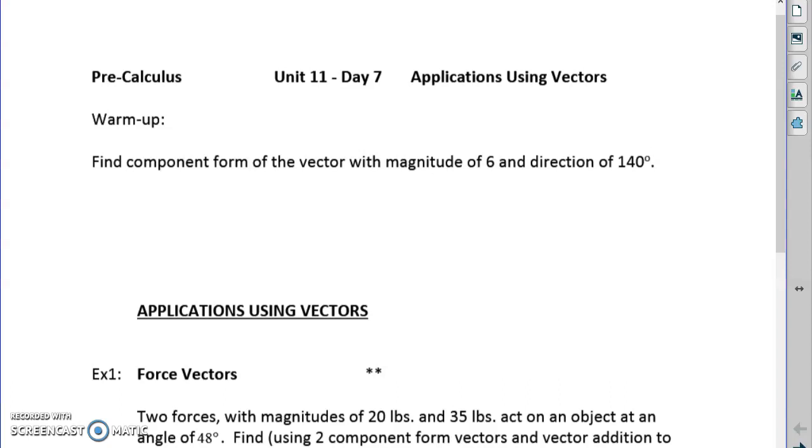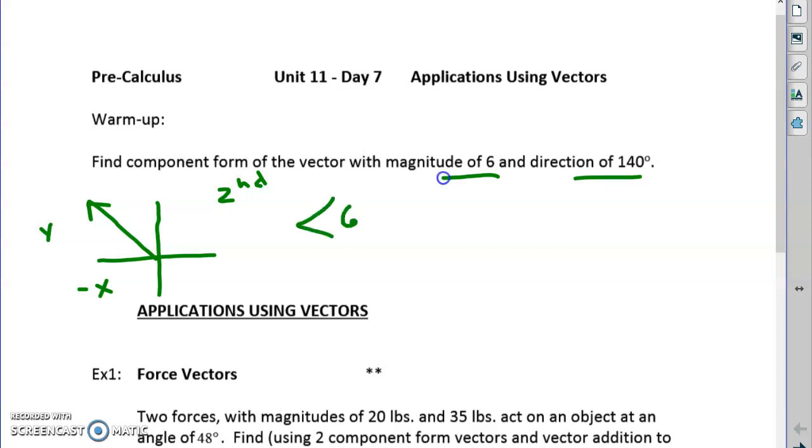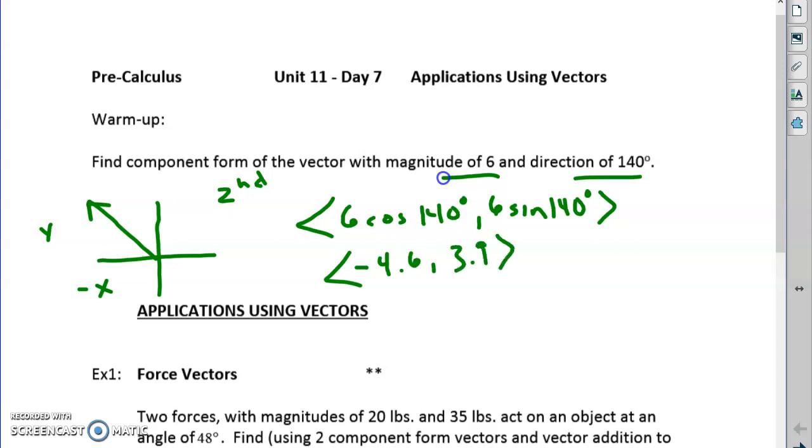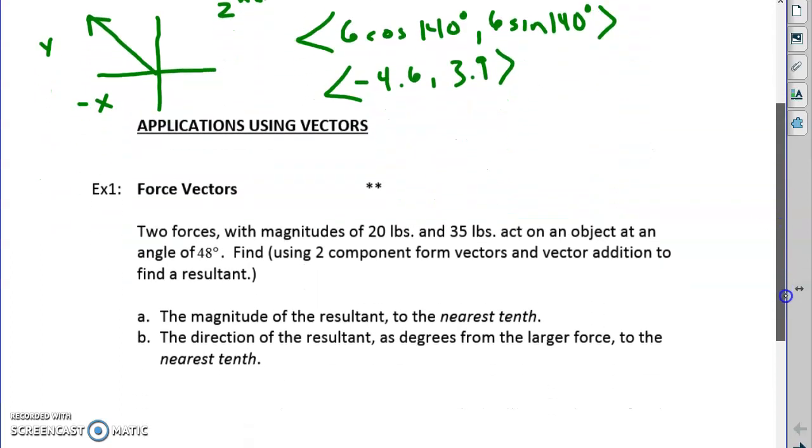It says we have a component form vector we need to create out of a magnitude of 6 and a direction of 140. If I was going to sketch that, just to have a little context, 6 long, 140, I'd be a second quadrant vector. Therefore, I'd expect a negative x and a positive y for my components. What did we use to find component form? We said magnitude cosine of angle, comma, magnitude sine of angle. 6 cosine of 140 gets negative 4.6. 6 sine of 140 gives 3.9. Perfect. All right, let's start doing stuff.